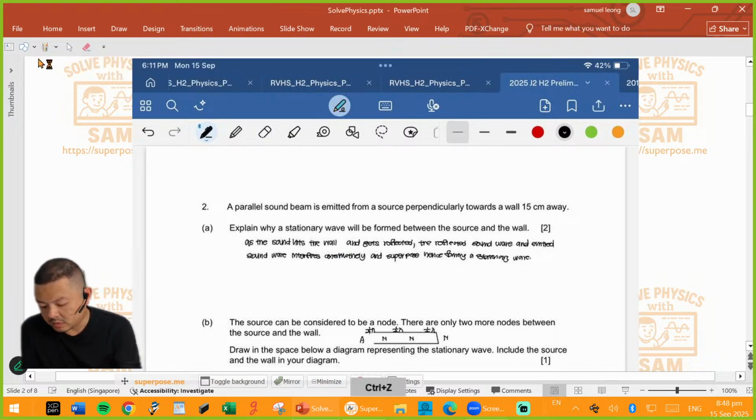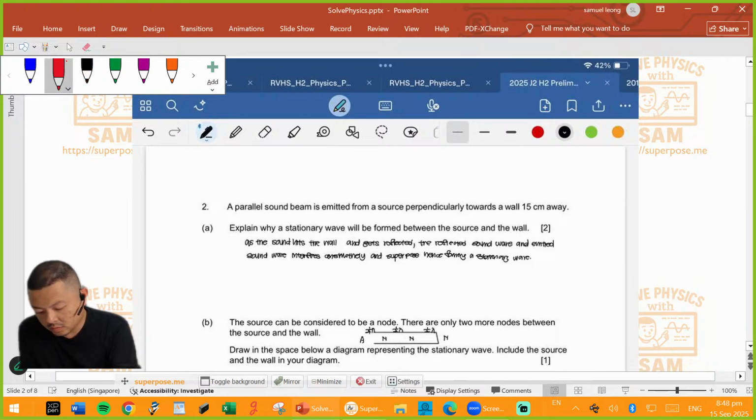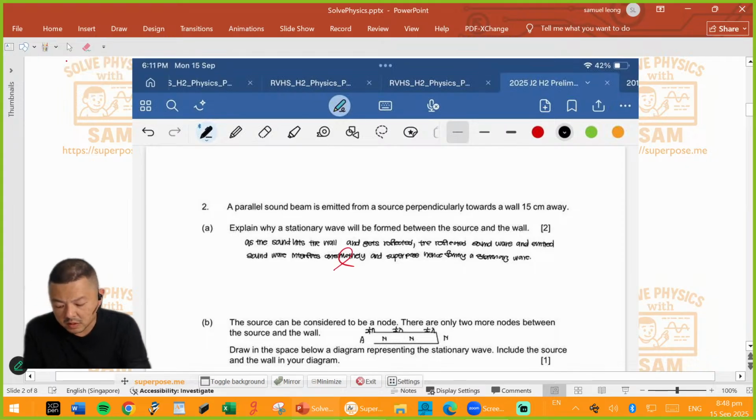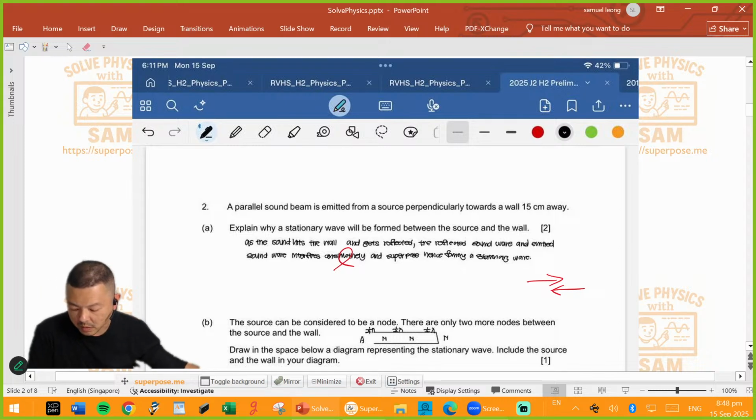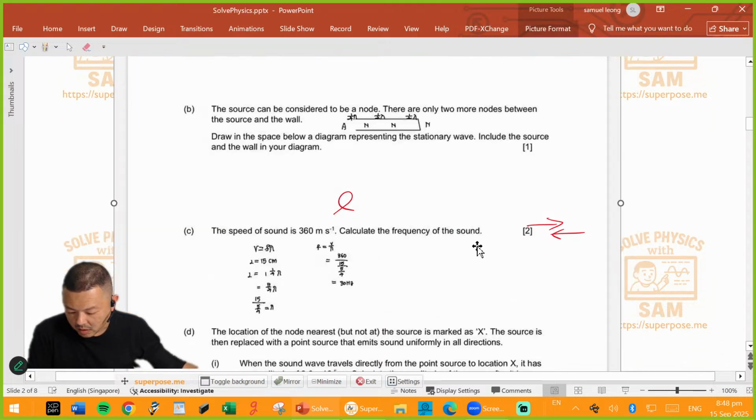Oh, why is this blue? So this part here is wrong. Yeah, that part is wrong. So it's not constructive interference. So for stationary waves, basically it's a continuous series of constructive and destructive interference. Even if you know it's wrong, then I would also suggest that you do the corrections as well. Yeah.